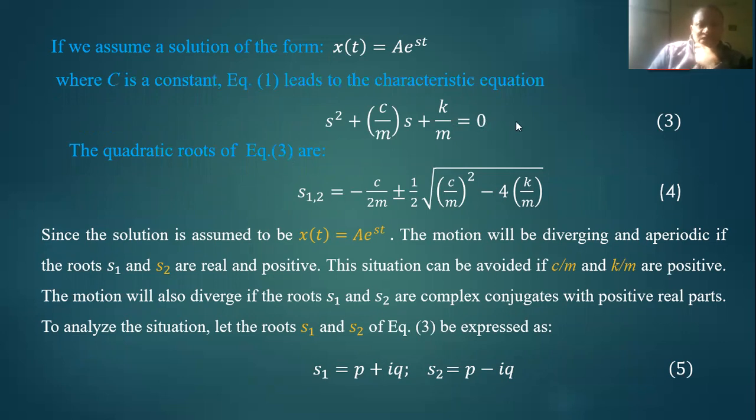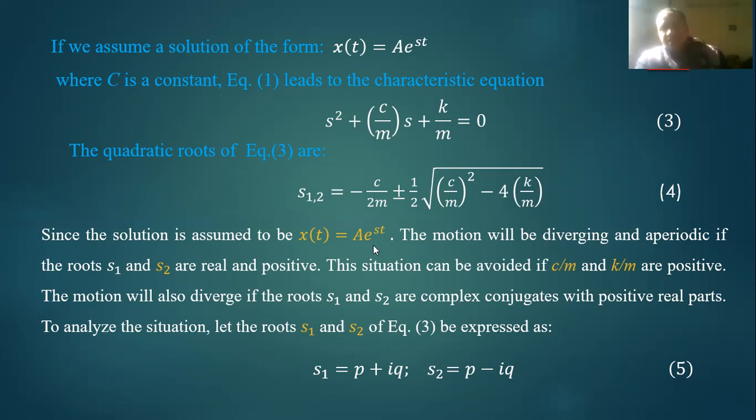This is a quadratic form of equation, for which we have the quadratic roots s1, s2 equal to minus c over 2m plus or minus one half radical of c over m squared minus 4 k over m. So the solution is assumed to be x of t equals A e to the power s t. That means we use an exponential relation here.